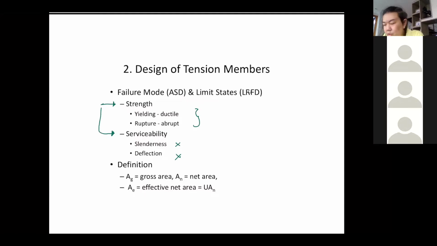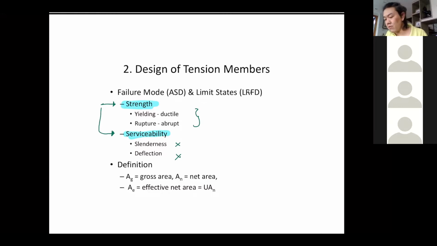Okay, so two modes really. The strength: the member is strong enough, and it must remain serviceable, not too much deflection, not too slender. Okay, and let's go into, I think we can end this with the formulas.